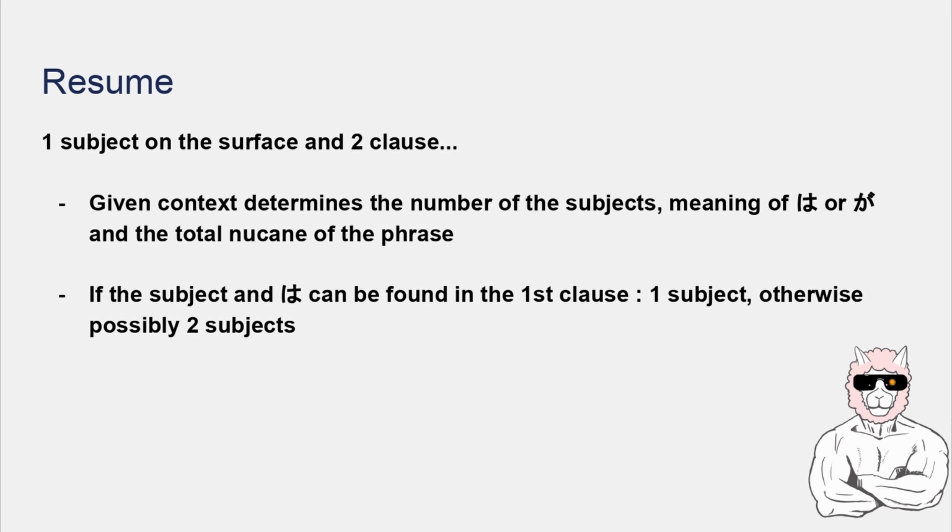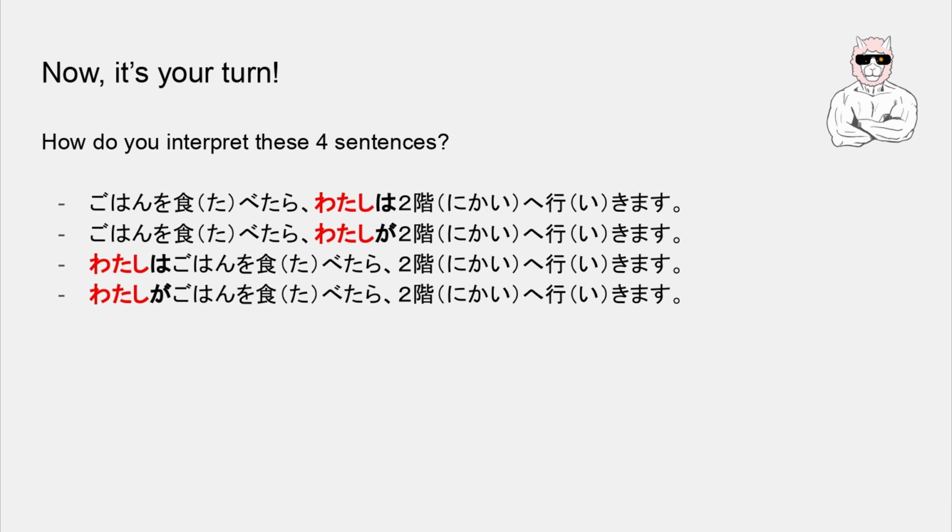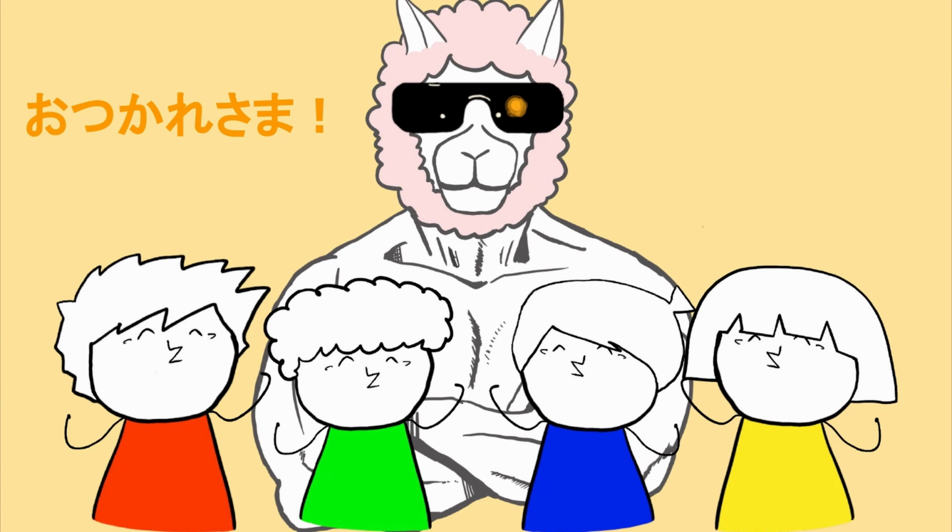So, to summarize: when there is one subject on the surface and 2 clauses, the given context determines the number of subjects, if there are 2, the meanings of particle wa or ga, and the total nuance of the sentence. If the subject and the particle wa are in the first clause, there is only one subject, otherwise there may be the second subject which is invisible. So how do you interpret the following 4 sentences? Try it. And that's the end of this lesson.